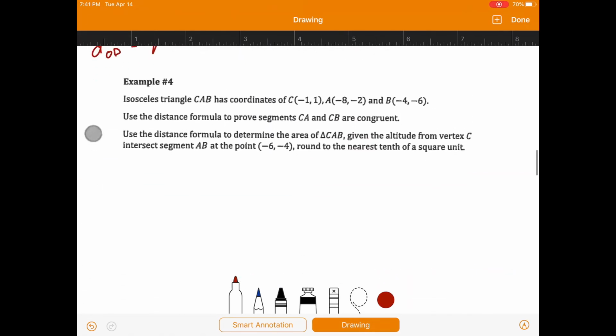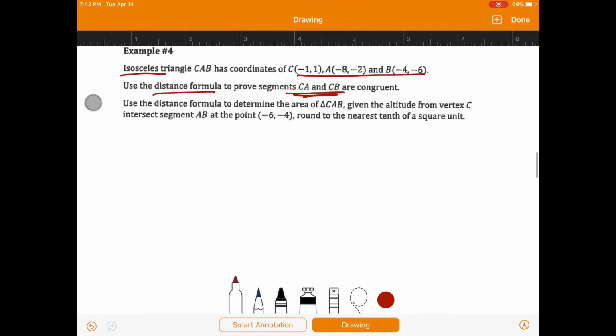For example 4, I'll show you the blank one first. We've got a couple different problems here. The first one says that we've got an isosceles triangle with these as the points, and we want to use the distance formula to prove that the 2 segments are going to be congruent.